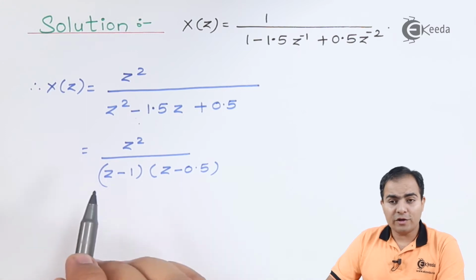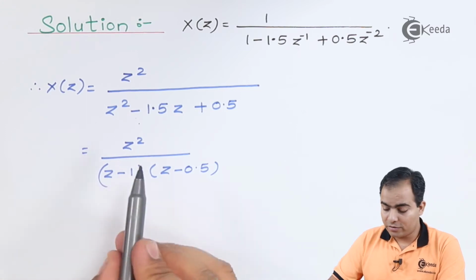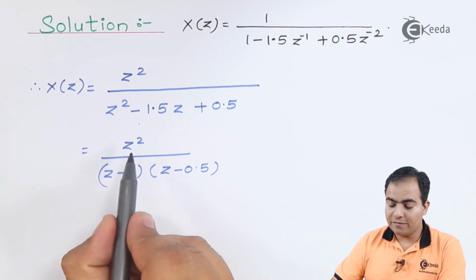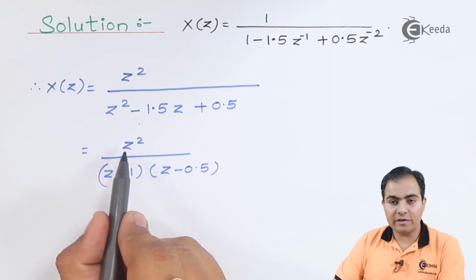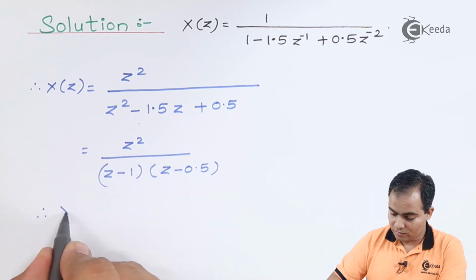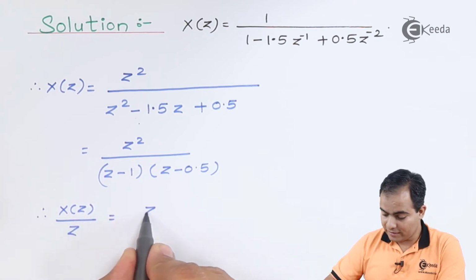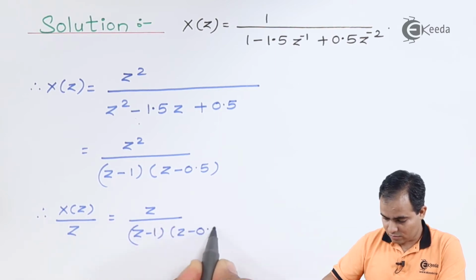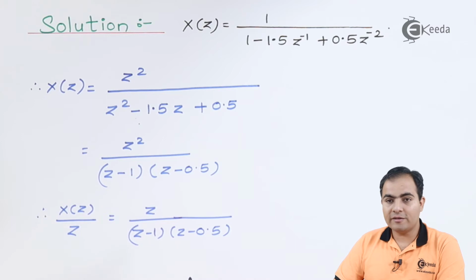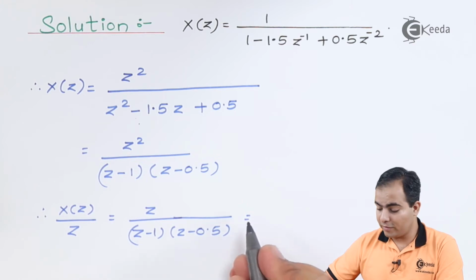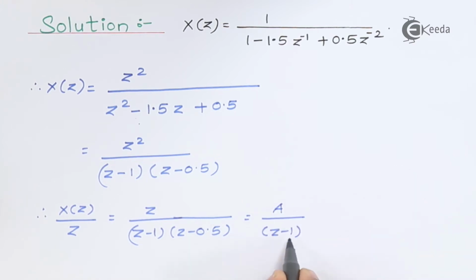Now, much more important, as I told you earlier in inverse z transform also, always try to keep one z on the left side of the denominator. Here we have a z square, so I can shift one z to the left hand side. So we have x of z by z, and on the right hand side we get z upon z minus 1 and z minus 0.5. Now here we have two poles, so of course we will use two variables, a and b. And this is nothing but our equation number 1.